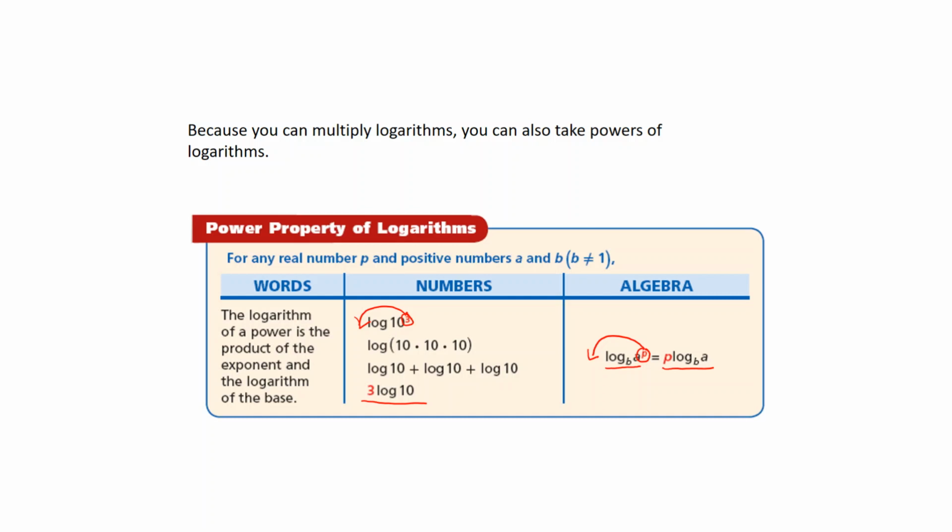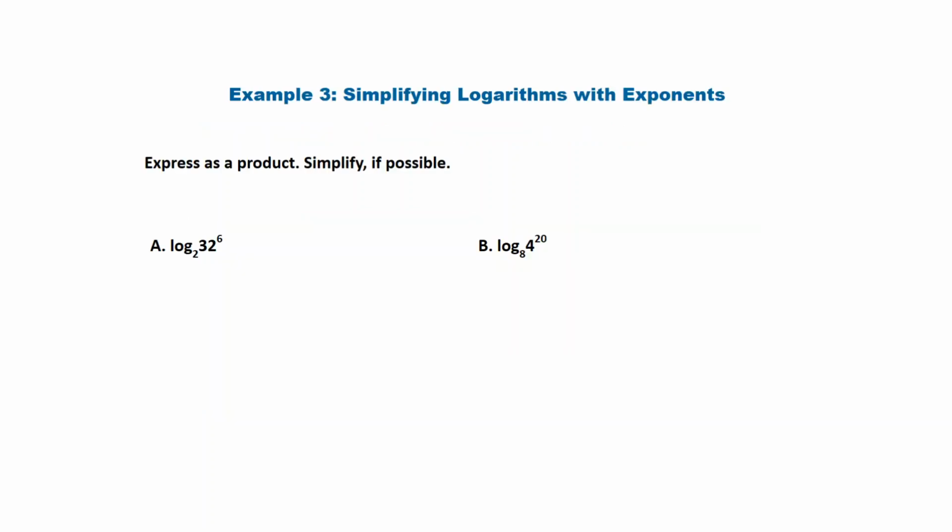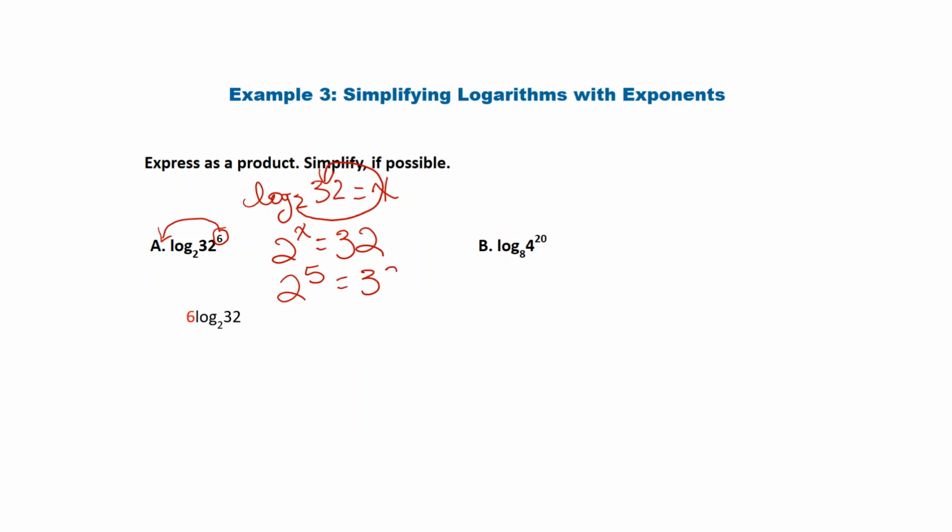Let's do some examples. Let's try this example. On A, we can use our power rule and just bring our 6 down. And so we're going to have 6 times log base 2 of 32. So let's look at log base 2 of 32 equals x and find out what that is. So 2 to the x power equals 32. I know that 2 to the 5th power equals 32. And remember, a logarithm is just the exponent. So if my exponent is 5, my logarithm is 5. So all I have to do now is multiply 6 times 5, and I get 30.